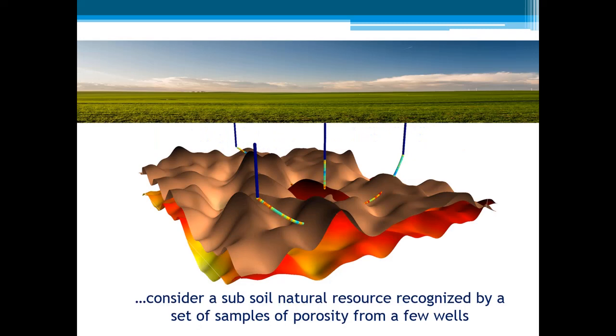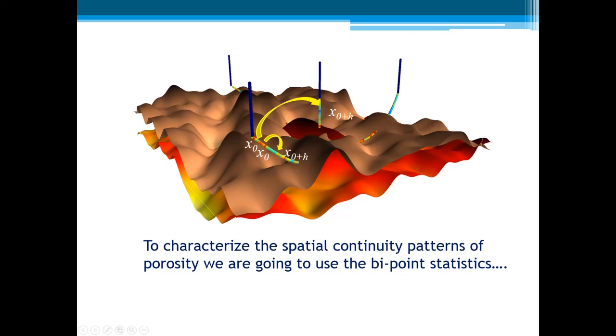Let us consider a very simple example: a subsoil mineral resource recognized by a set of samples of porosity from a few wells. Those are the wells, and in color here, those are the samples of porosity. Now, we wish to evaluate the correlation between any pair of samples separated by h.